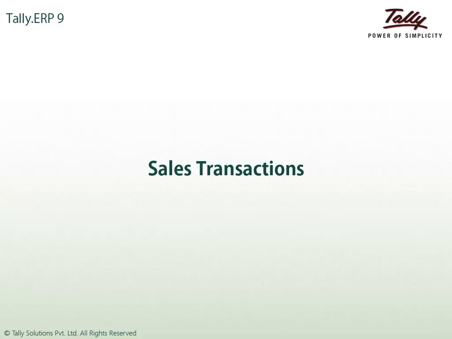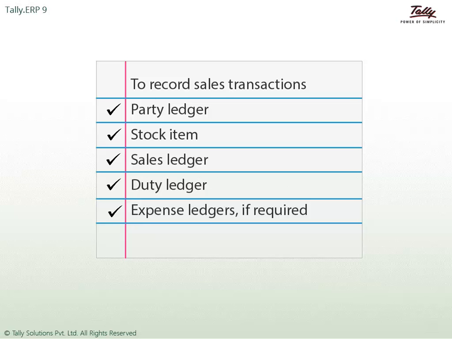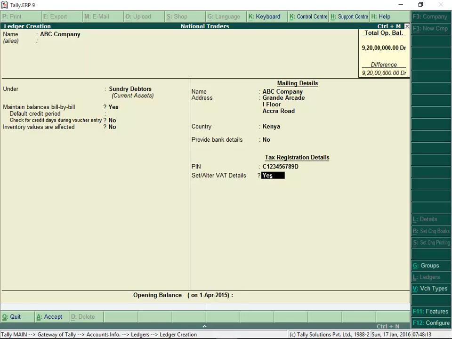This section will show you how sales are recorded. We will create the required masters and record sales transactions. Let us take a quick glance at the ledgers required to record a general sales transaction. Create a party ledger under Sundry Debtors.